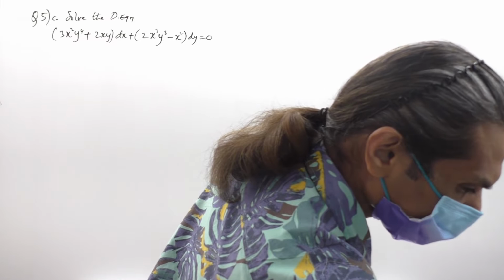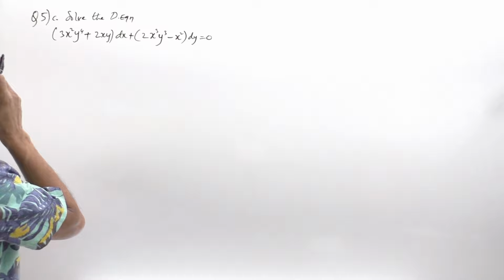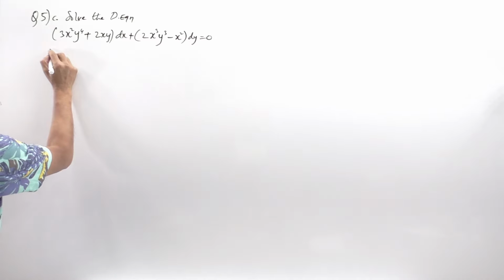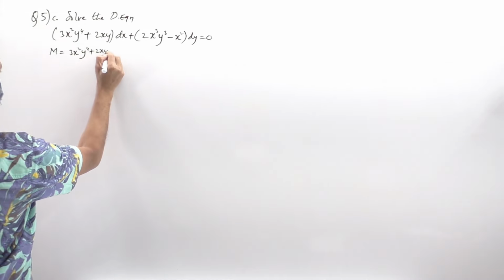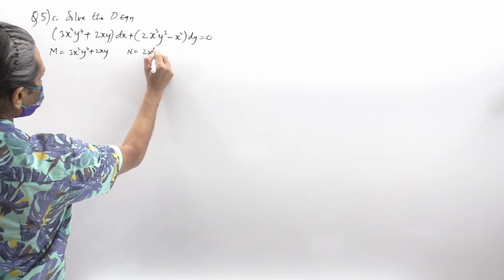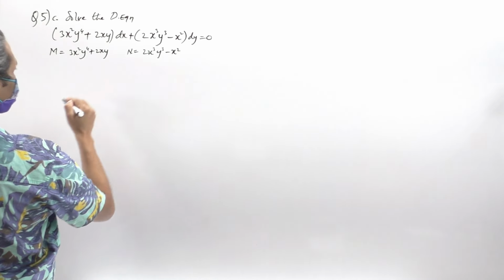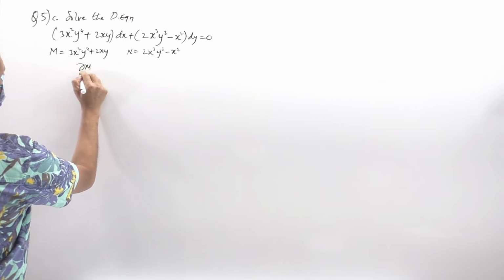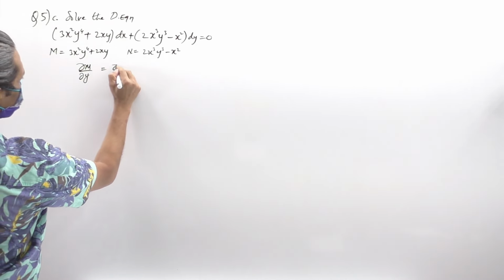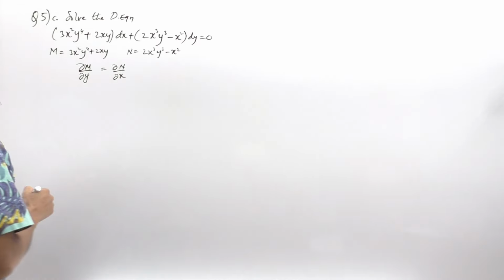So now see, this looks like exact. Fine. What is exact? M dx plus N dy is equal to 0. But let's check whether it's exact or not. So here, M is equal to 3x square y raised to 4 plus 2xy and N is equal to 2x cube y cube minus x square. So the condition of exact is dou M by dou y should be equal to dou N by dou x.